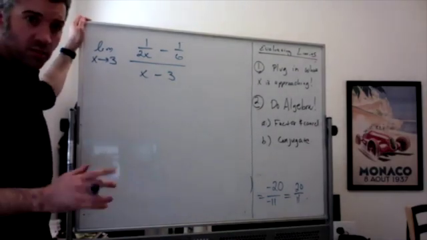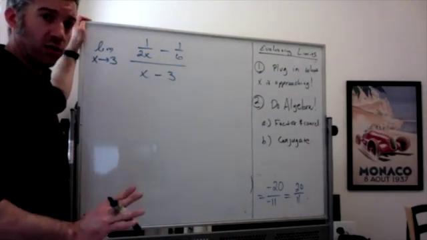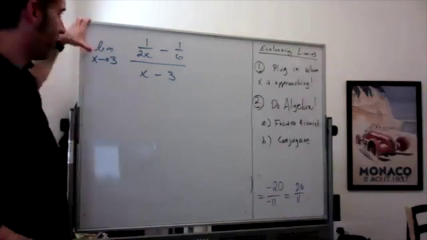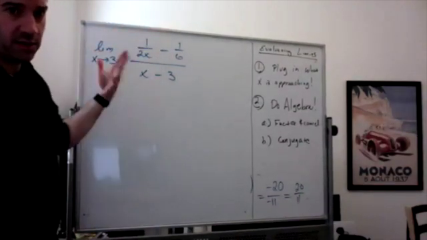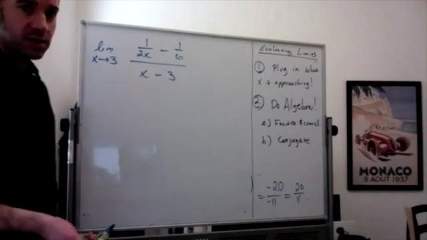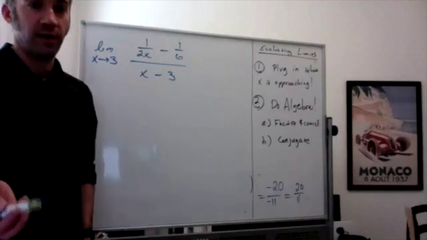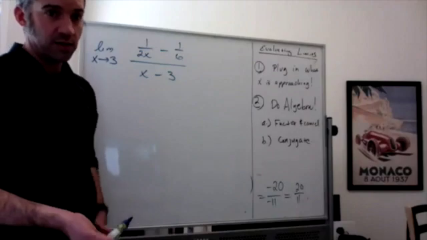Once again, we can see that this is a 0 over 0 type. If you plug in 3 for x, you get 1/6 minus 1/6. Clearly 3 minus 3, 0. And in this case, we're going to multiply by a common denominator so that we can simplify things.